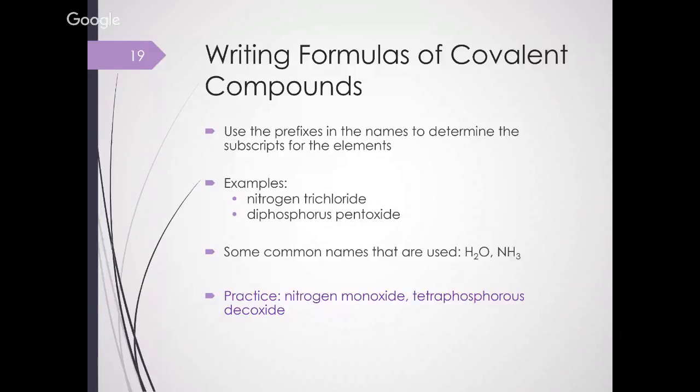There are some common names that are used as opposed to saying dihydrogen monoxide or nitrogen trihydride. We call things water and ammonia, respectively. So practicing some more. Nitrogen monoxide. Nitrogen, there's just one because there's no prefix. Mono means one as well, so this would be NO. Tetraphosphorus decoxide. Tetra means 4, dec means 10, so this would be P4O10.